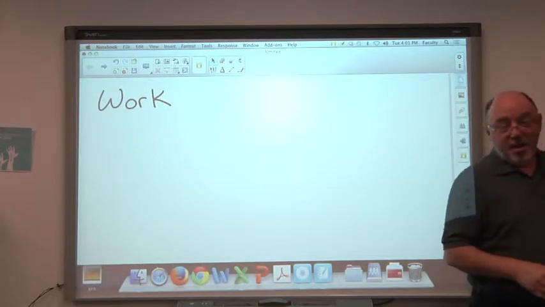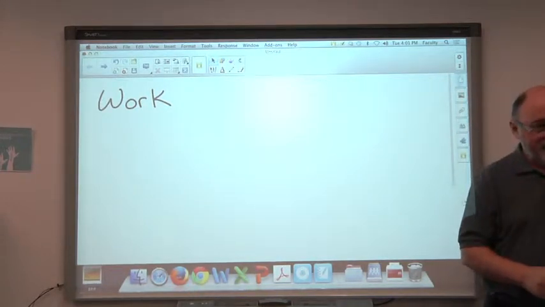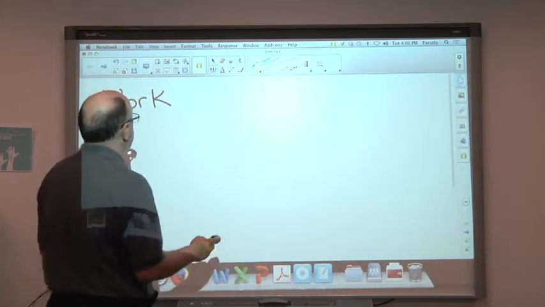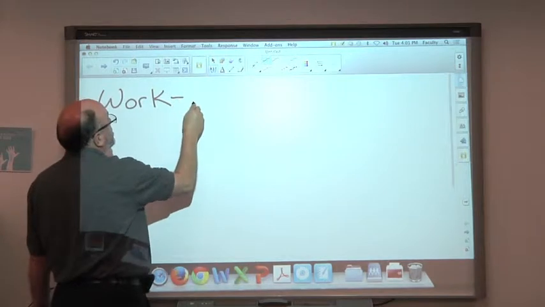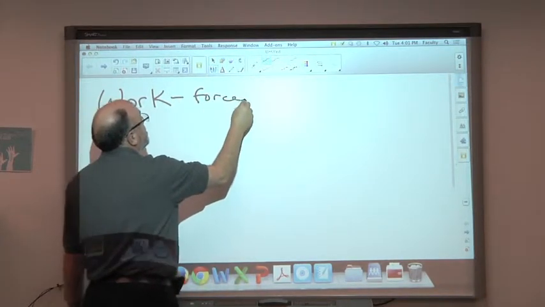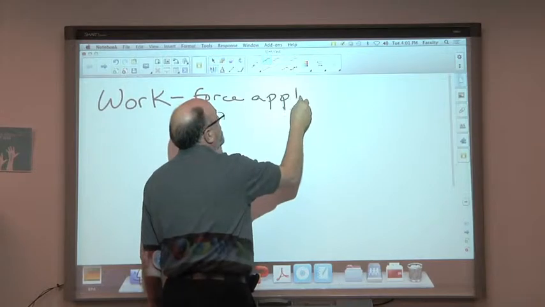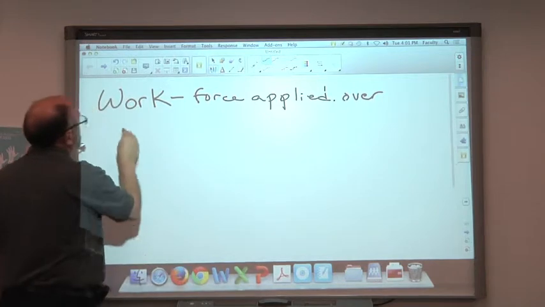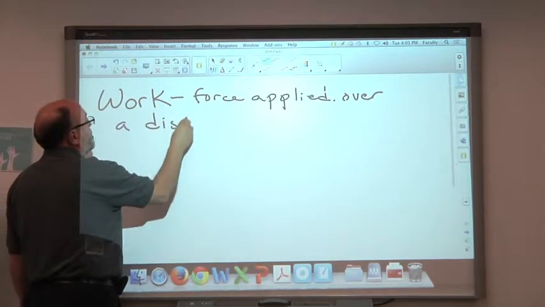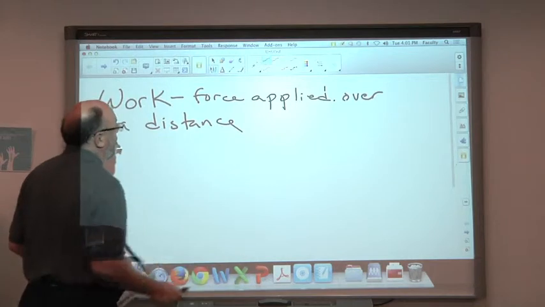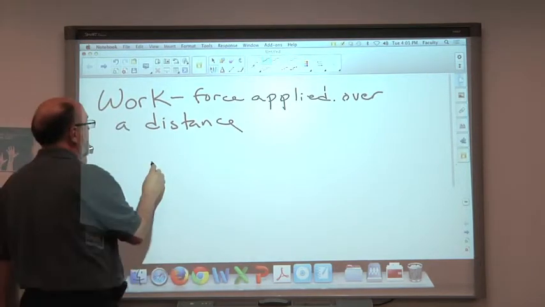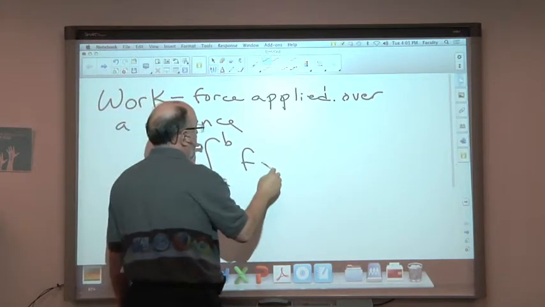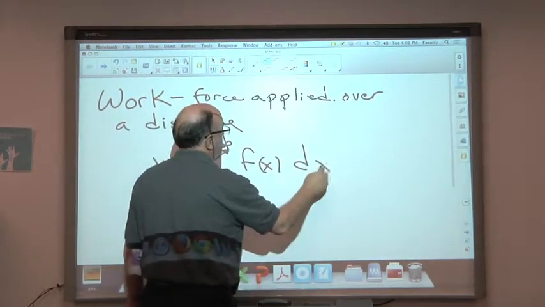So this next piece will be on work, average value, and then a bit on Fourier series. So work. In terms of physics, there's a definition to what work is. Work is a force applied over a distance. It is what work is in physics. And so in terms of calculus, work is given by the integral from a to b of f of x dx, right?